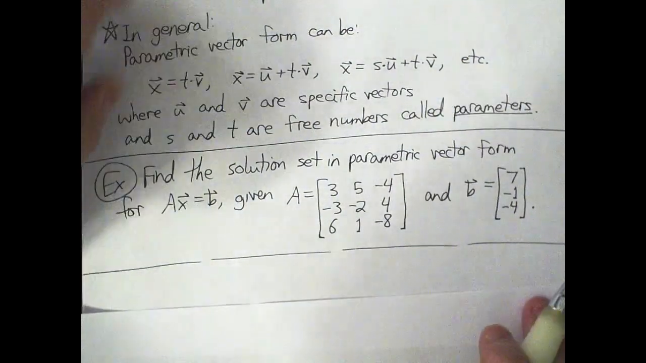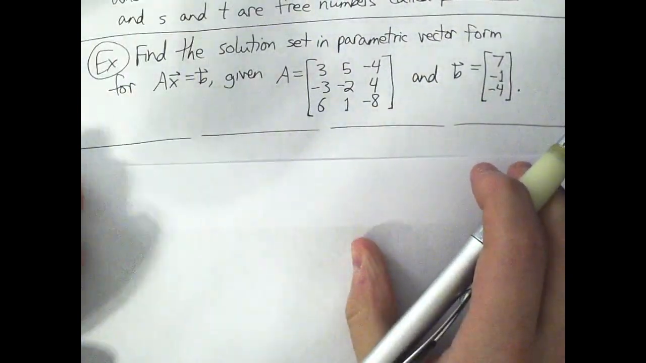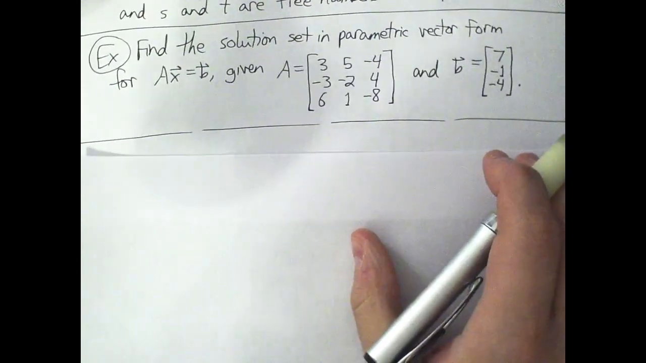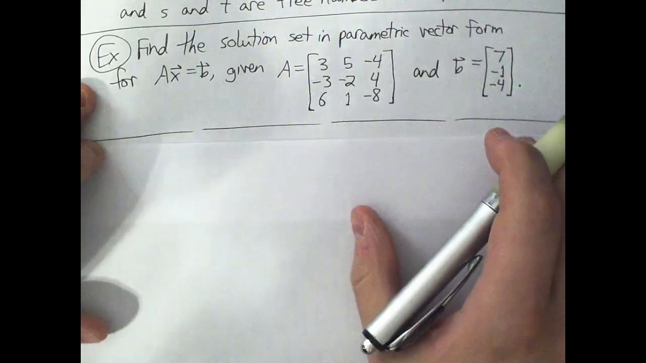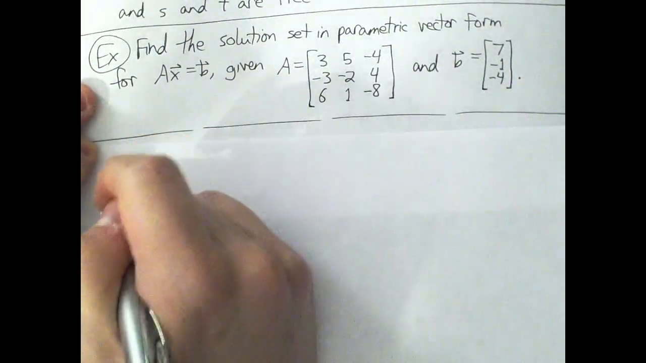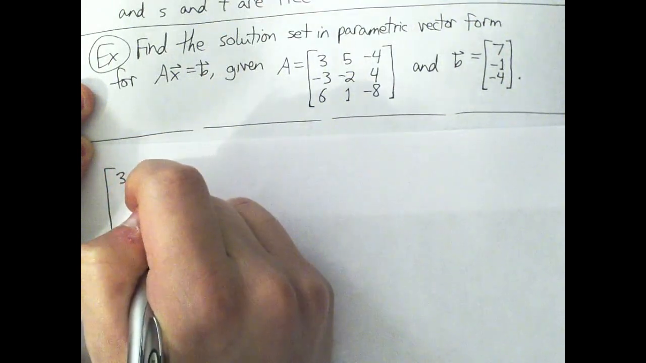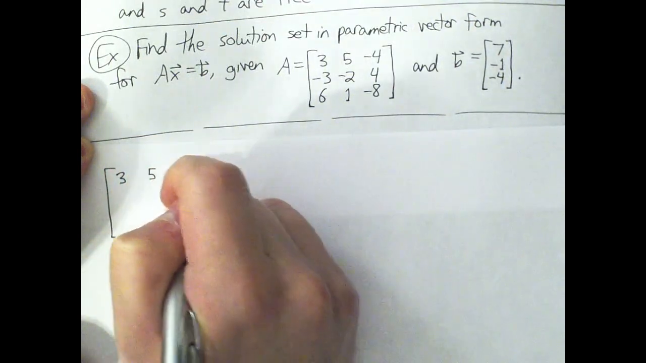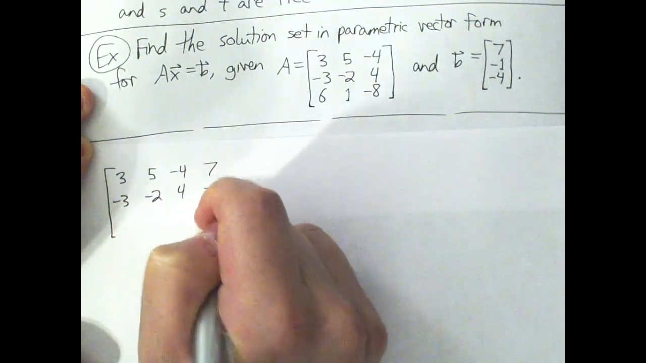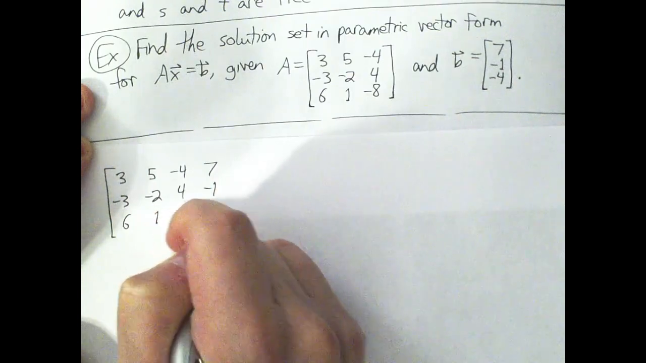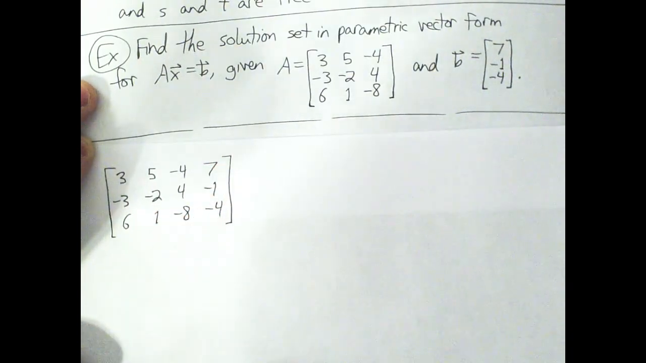All right, so we're getting lots of good practice in for solving systems. You see that a lot of linear algebra is about doing row reduction. So let's write the augmented matrix of the system, because I think that's the version that we really want to work with. So I'm going to say 3, 5, -4, 7; -3, -2, 4, -1; 6, 1, -8, -4. There's the augmented matrix, and we'll do some row reduction steps.